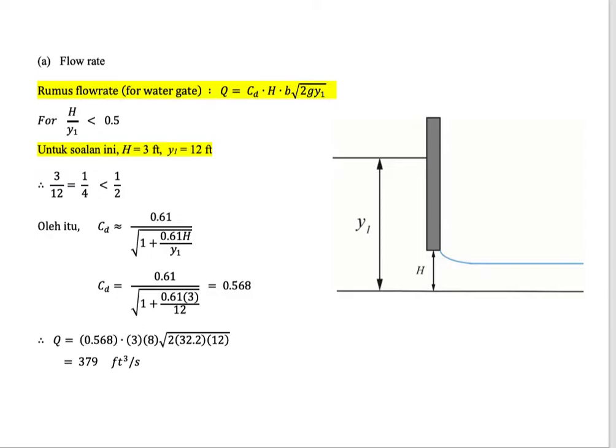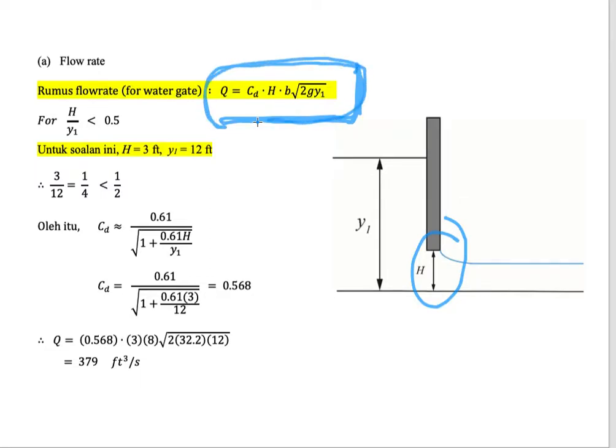Now we will go for the solution. We go for how to determine the flow rate of the sluice gate. We already have the common equation for the flow rate for the rectangular weir, as CD H B square root 2 G Y1. We learned this in Fluid Mechanics 1. I hope you still remember. But in this subject, I will give you all the notes later on if you need to calculate this in your final exam or your test.